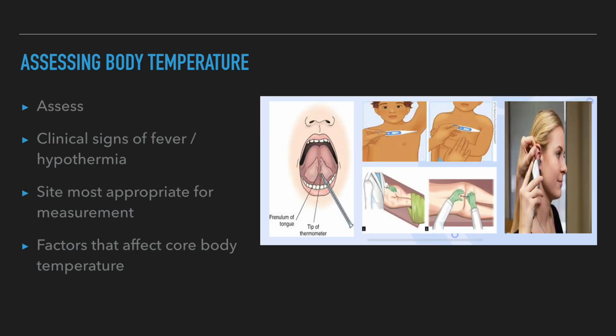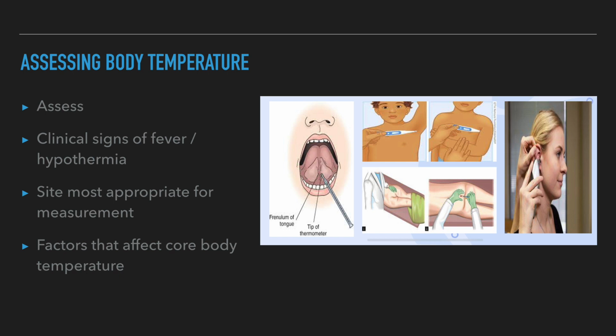Assess for 1. Clinical signs of fever or hypothermia. 2. Site most appropriate for measurement. 3. Factors that affect core body temperature. Temperature measurement establishes a baseline for comparison as a disease progresses or therapies are instituted.